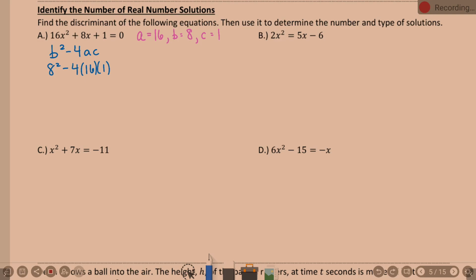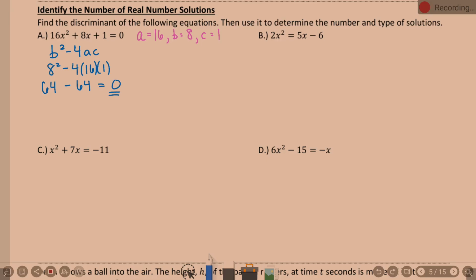Okay, do some math. 8 squared is 64. 4 times 16 times 1 is also 64. And 64 minus 64 is 0.